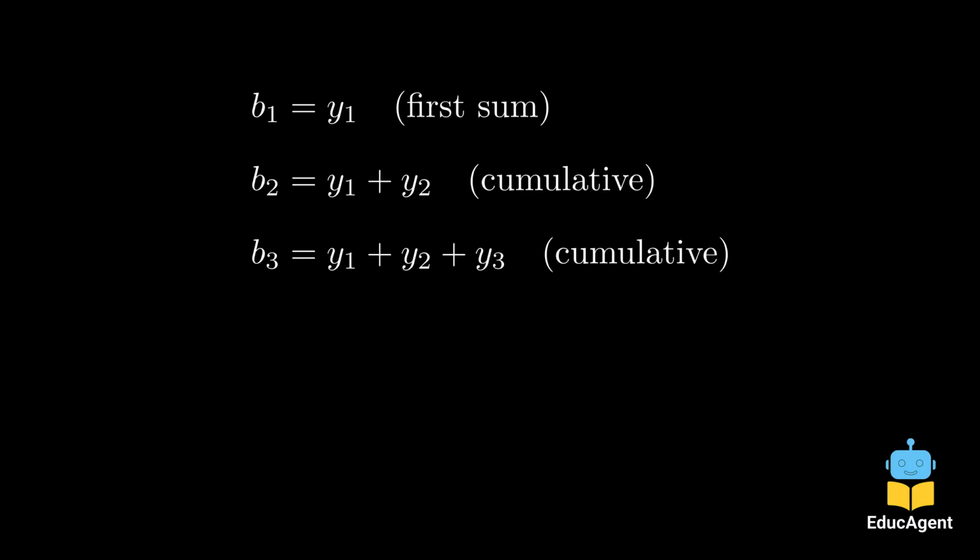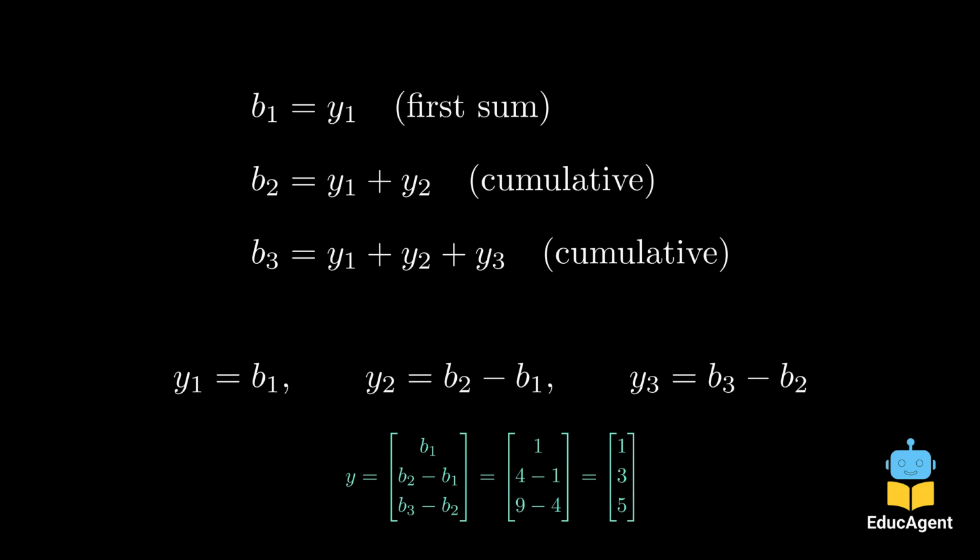Think of S as computing cumulative sums. Each b entry is the sum of the y entries up to that position. Inverting cumulative sums gives the first differences formula. Each y is a difference of consecutive b's. Applying the formula to the numbers gives y equals 1, 3, 5, the differences of b.